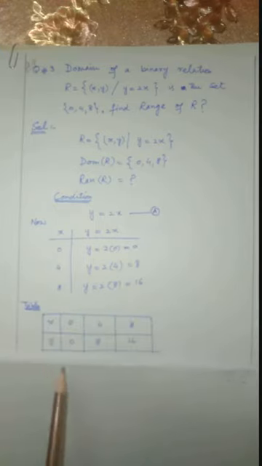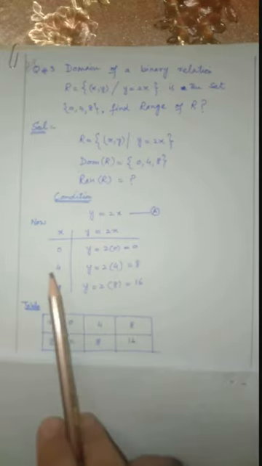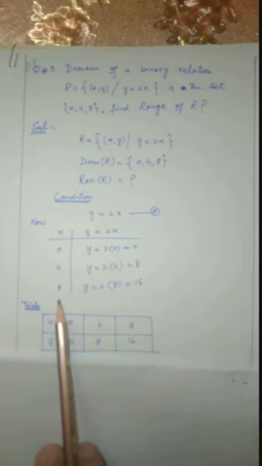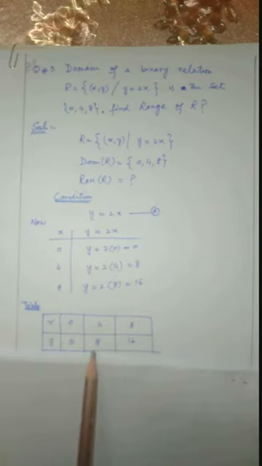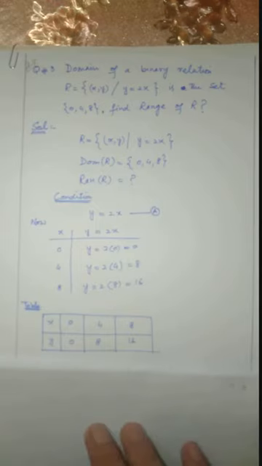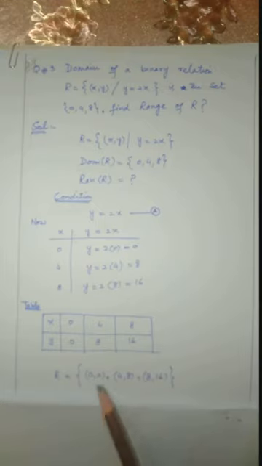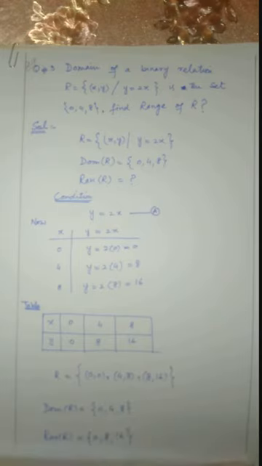Now making a table: x is 0, y is 0. x is 4, y is 8. x is 8, y is 16, like this. Now making the binary relation from this, the ordered pairs are (0,0), (4,8), (8,16). Now writing the domain and range: the first elements 0, 4, 8 are called the domain, and 0, 8 and 16 are called the range. The first element is called the domain and the second element is called the range.